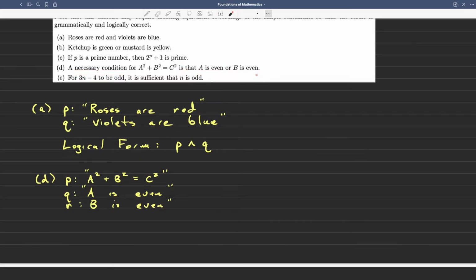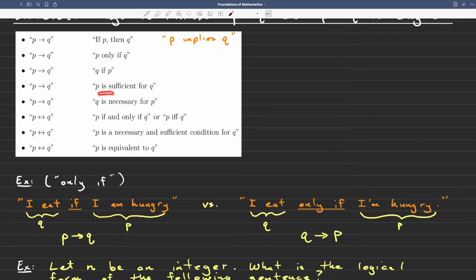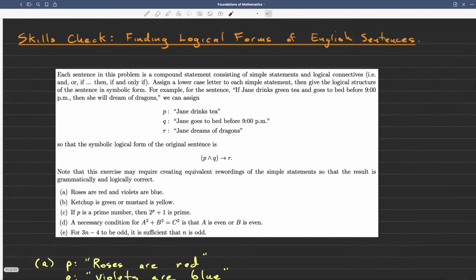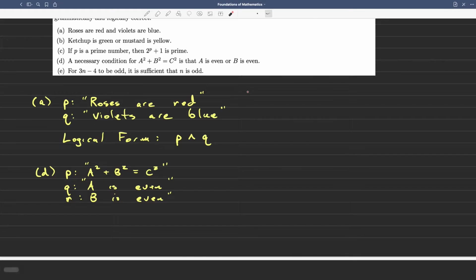Okay? So when we go back to the table on the previous page, we see that in that language, Q is necessary. The thing that's necessary is the conclusion, Q. That tells me that a is even or b is even is the conclusion. And then the other part is going to be the hypothesis. So that tells me how to structure this thing. The hypothesis is a squared plus b squared equals c squared. So the logical form is P implies, and then Q or R was the conclusion. So Q or R, like so.